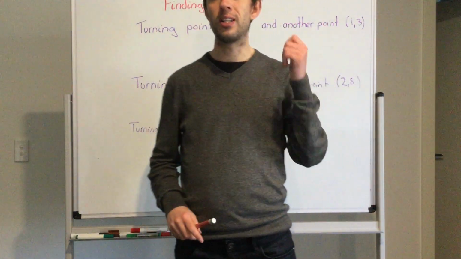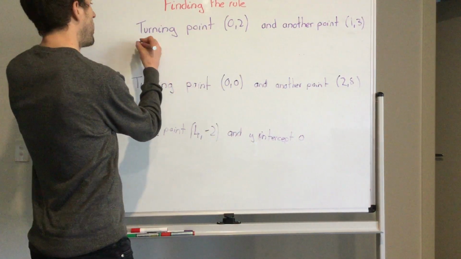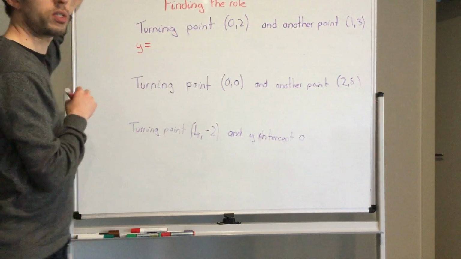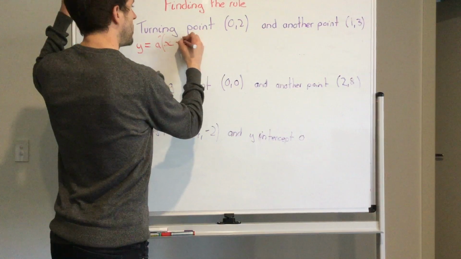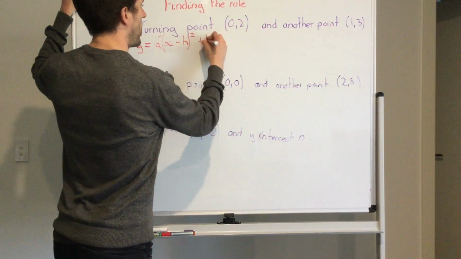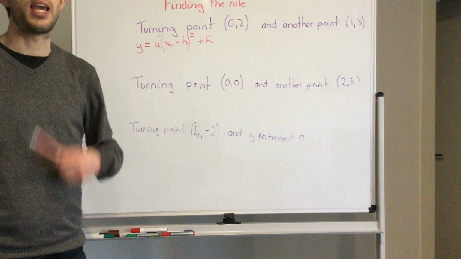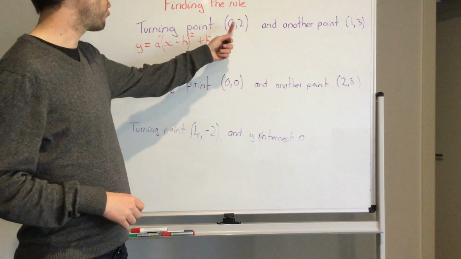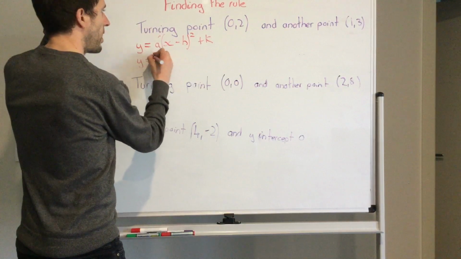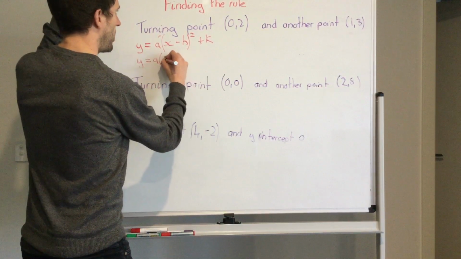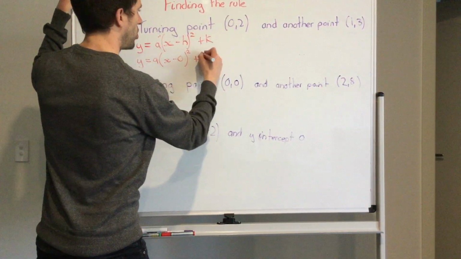As we've got the turning point, it's so much easier just to go straight to the turning point form of our equation. So if I know my turning point form, which is y equals a(x take h) squared plus k, where h is our x and k is our y. So I know in turning point form I've got x and y, so I can straight away rewrite it. y equals (x take 0) squared plus 2.